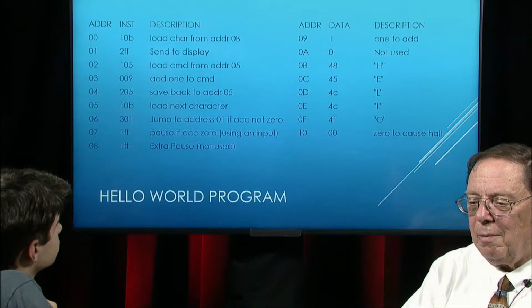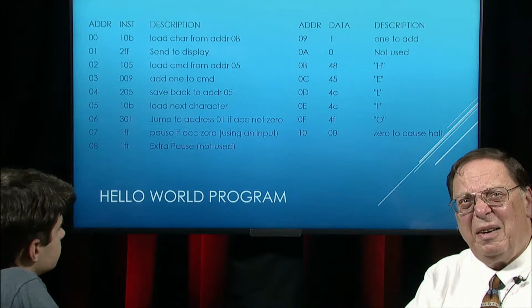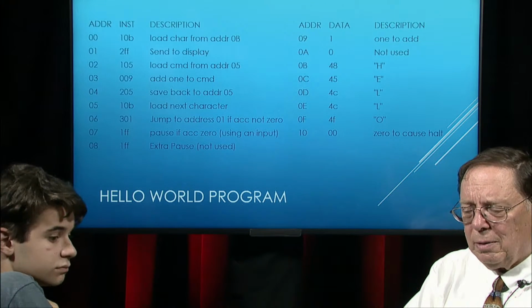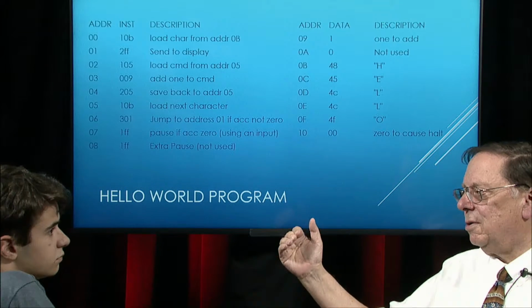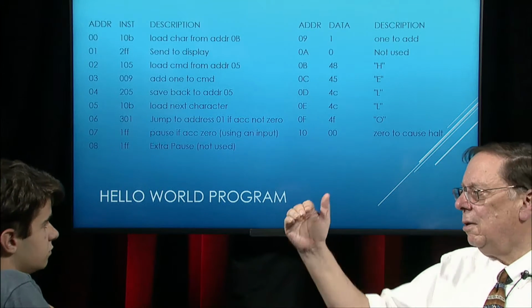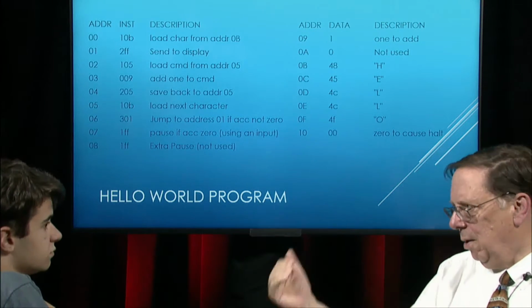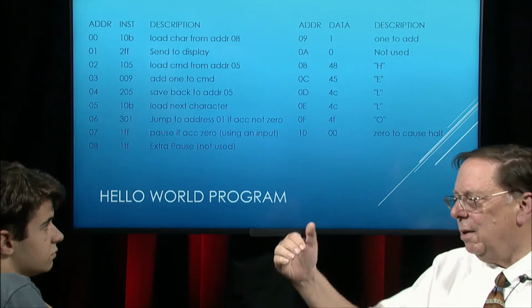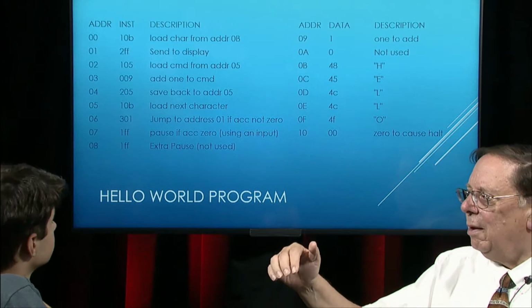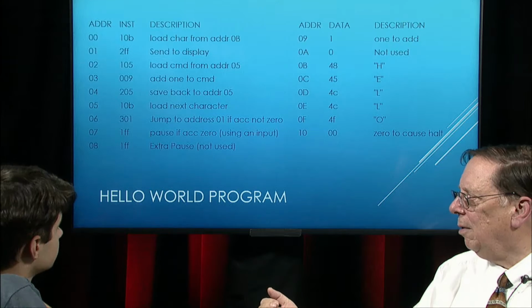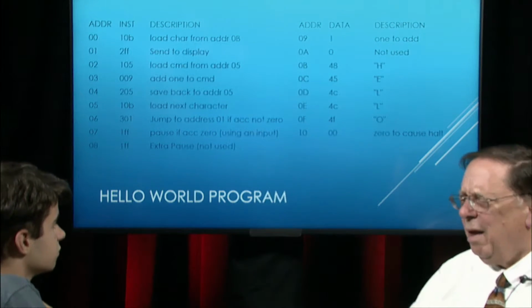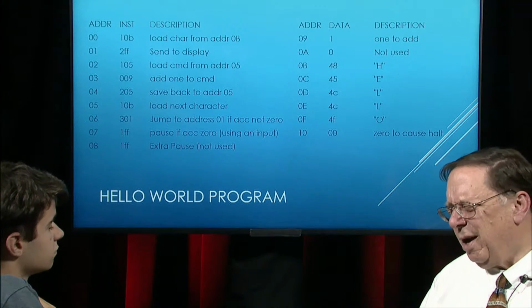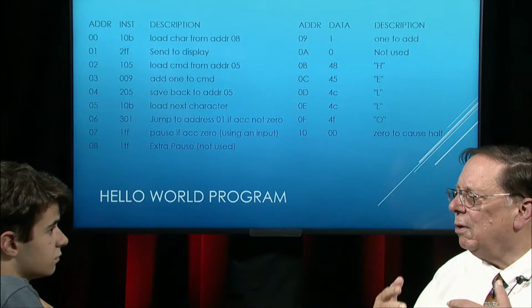Here's another program we'll look at. This one's called Hello World. We could do a program where we say load an H, display H, load an E, display E, load an L, display L, load another L, display L, load an O, display O, hello world, and write that all out. But that wouldn't be very exciting. In computer science, we usually like to figure out some way to have a loop.